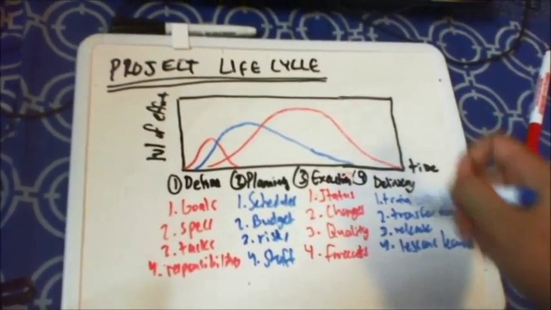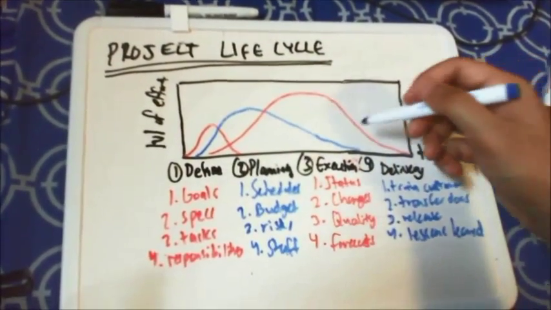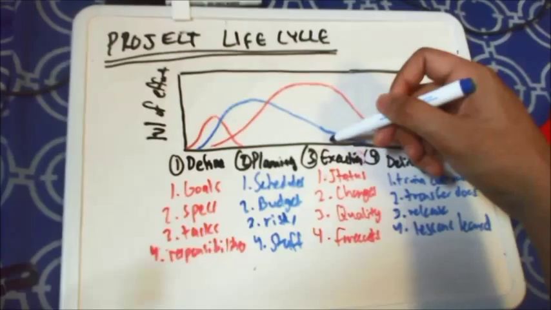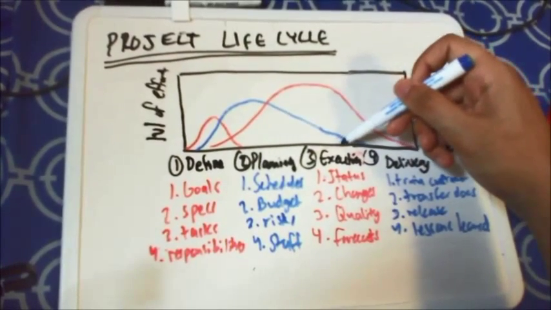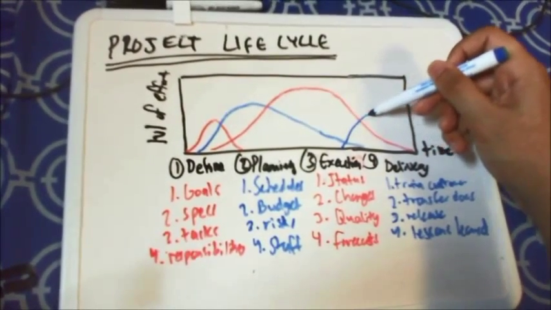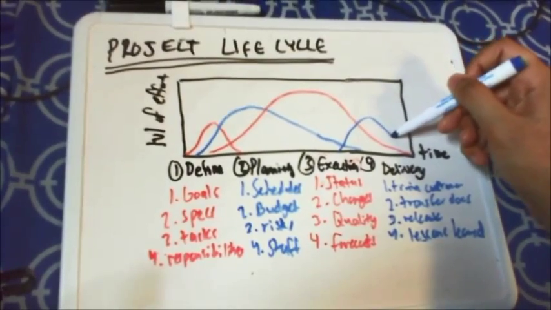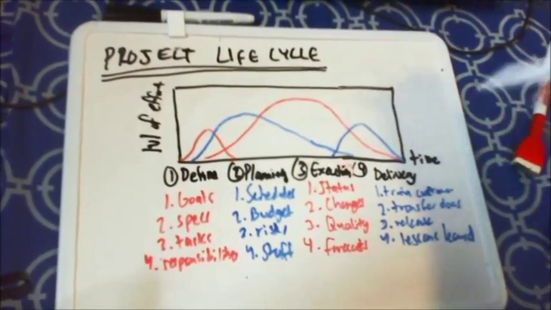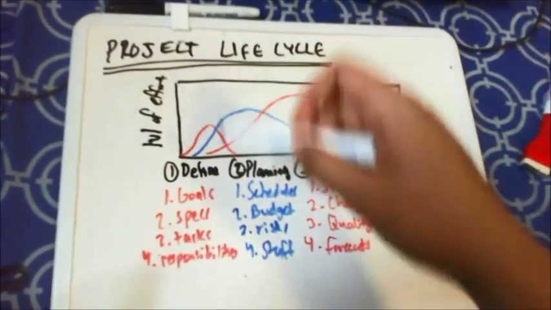So this is kind of an outline of every single phase of the project lifecycle, and the delivery phase starts around the 3/4 mark, comes up about here. The level of effort isn't too bad, and it comes all the way to the end. And there's your whole project lifecycle right there.